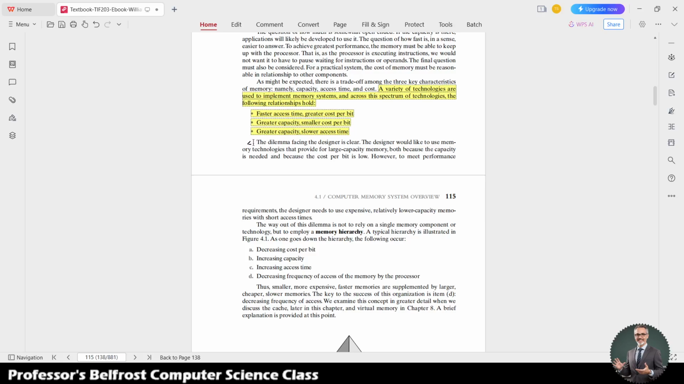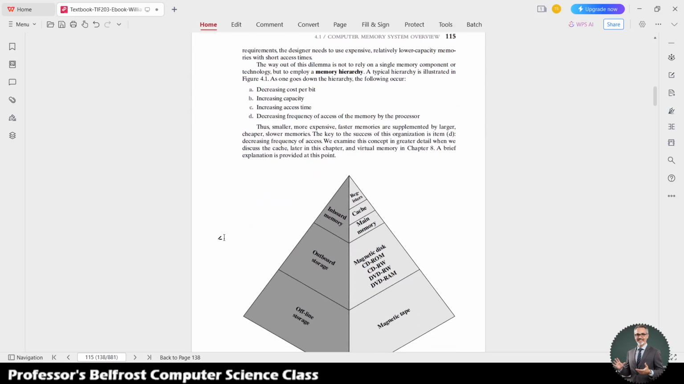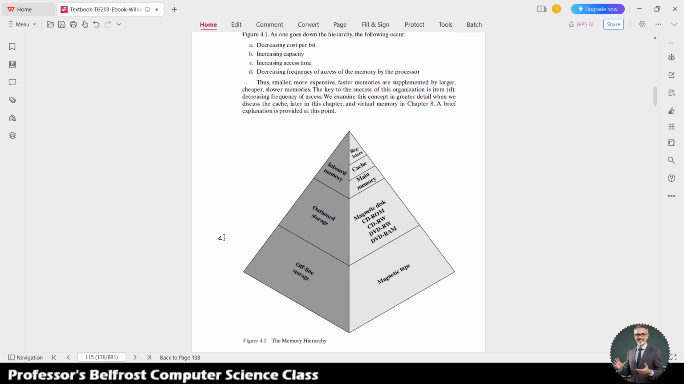So here's the dilemma faced by the designer. The designer wants to make a memory that provides large capacity, because capacity is needed, and also a low cost per bit. But to meet the performance requirements, they also need to use expensive, relatively lower capacity memories with short access time. And here we come to the memory hierarchy. The hierarchy is depicted in figure 4.1, as shown in this pyramid.